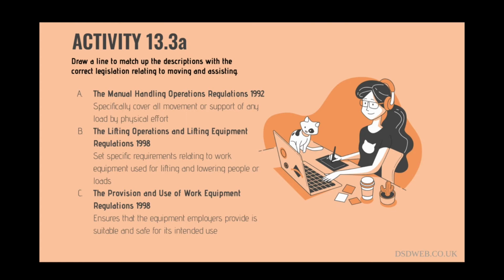The next activity provides you with 3 pieces of legislation related to moving and handling and asks you to match them with their descriptions. So the Manual Handling Operations Regulations 1992 specifically cover all movement or support of any load by physical effort. The Lifting Operations and Lifting Equipment Regulations 1998 set specific requirements relating to work equipment used for lifting and lowering people or loads. The Provision and Use of Work Equipment Regulations 1998 ensures that the equipment employers provide is suitable and safe for its intended use.